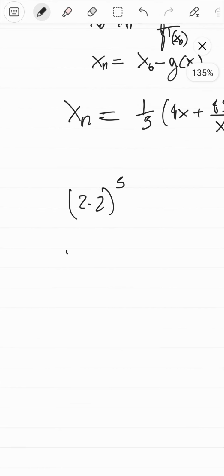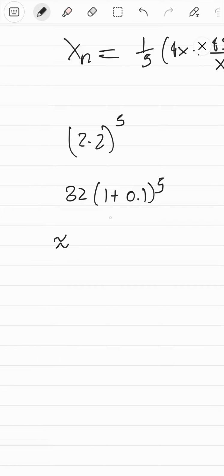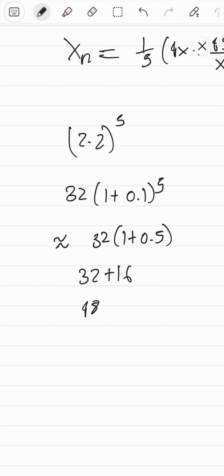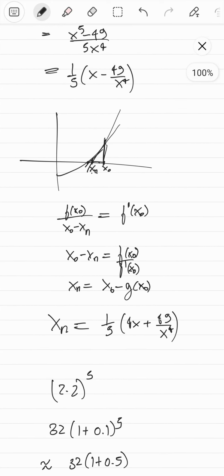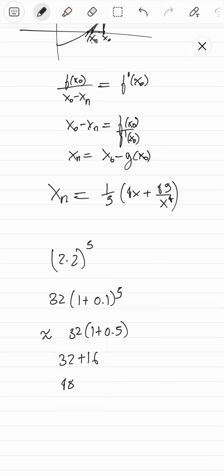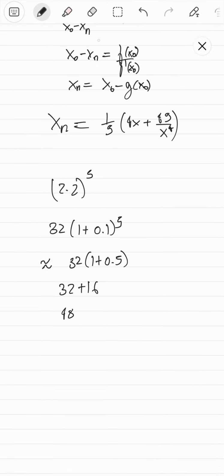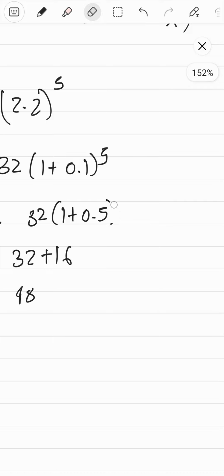We can write that as 32 times (1 plus 0.1) power 5, which is approximately, maybe we shouldn't be doing that, but whatever, 32 times 1 plus 0.5, and that's like 32 plus 16, which is 48. It's actually more than that, I guess, but whatever. So I guess that's a good approximation. We should start at 2.2 or 2.1 or something close to that. Let's go for some more accuracy and see if that is in fact a thing.